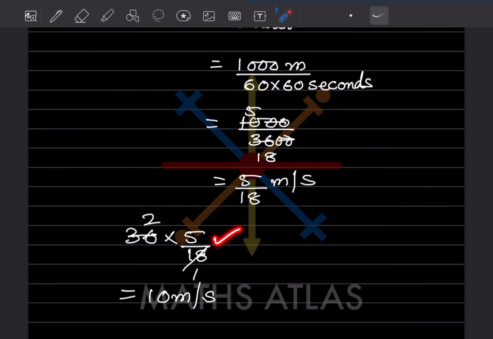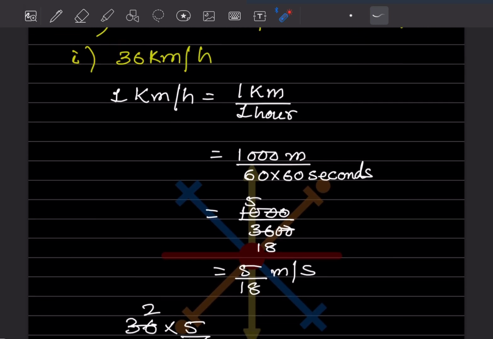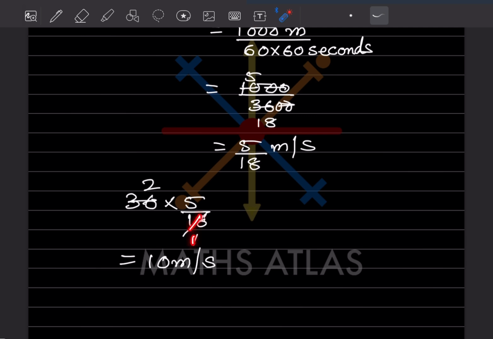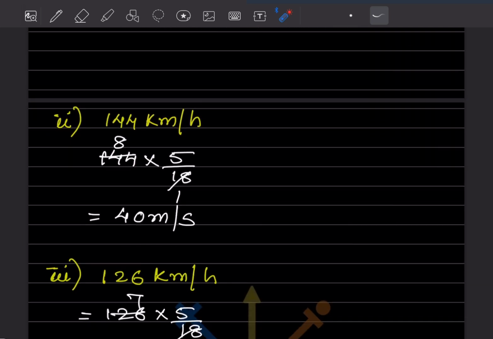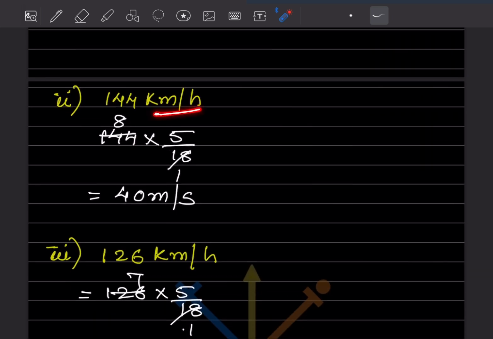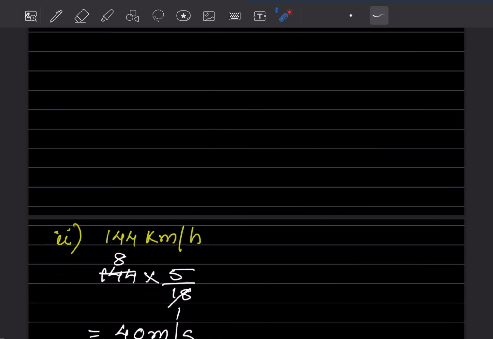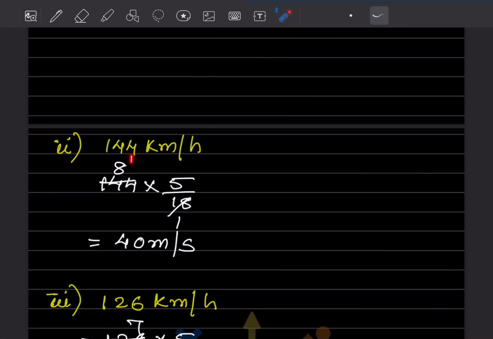Here it will be 5 by 18, but all this was done to show how that 5 by 18 comes. So 18 ones are 18, twos are 36. So this is going to be 10 meter per second. Now see here, again kilometer per hour, we don't have to do that one. Now you know that is 5 by 18. So we can directly write 144 into 5 by 18. 18 ones are 18, 8s are 144. So 8 5s are 40 meter per second.